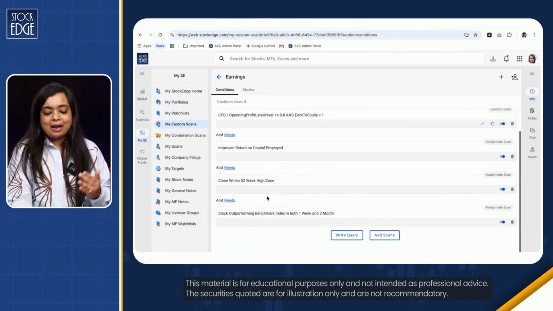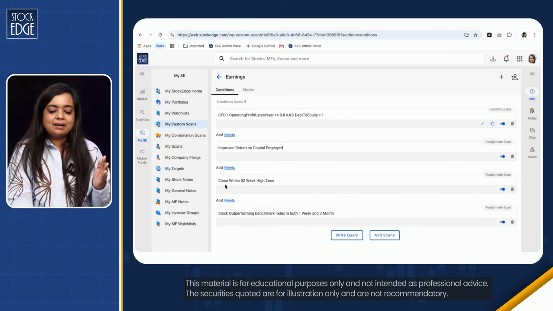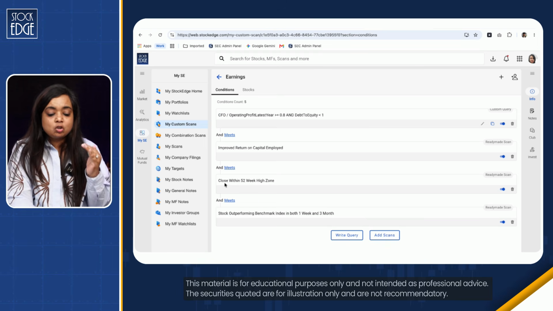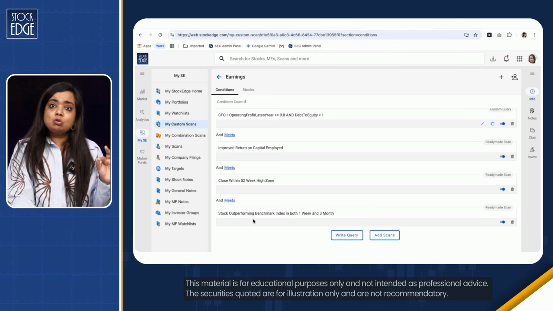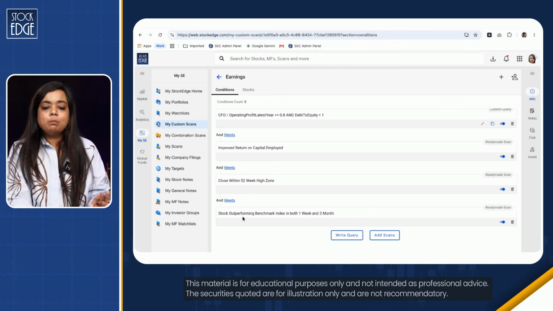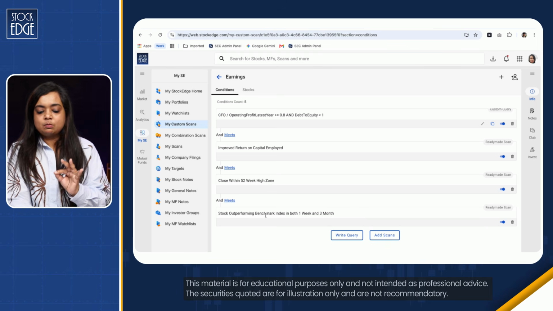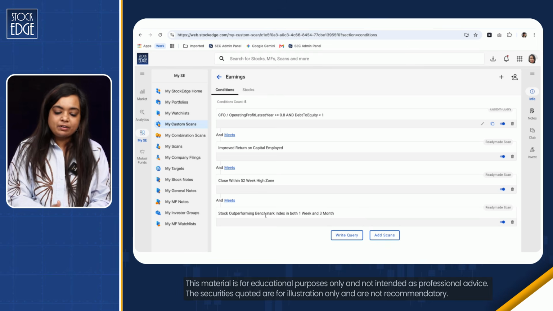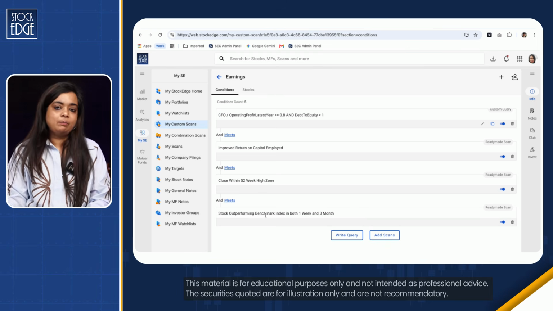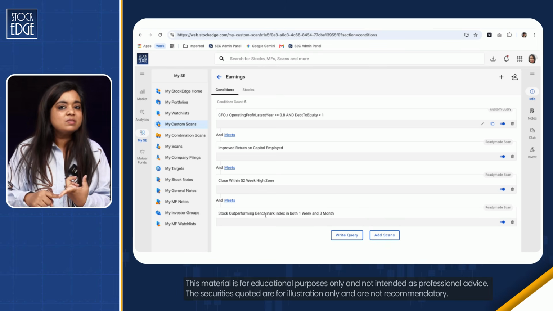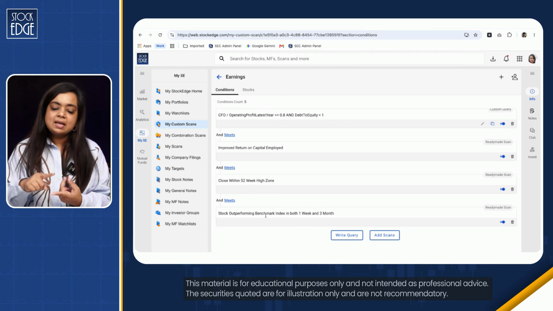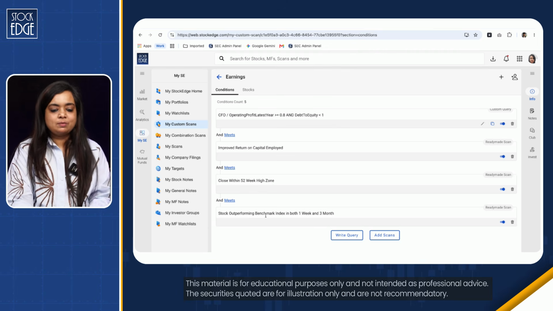So I have added a criteria that finds me stocks which are close to their 52-week high range, and also those stocks that are outperforming the benchmark index both on a 1 week time frame and on a 3 week time frame. So what is this helping me? This helps me check the relative performance vis-a-vis the broader index, as well as the price performance.